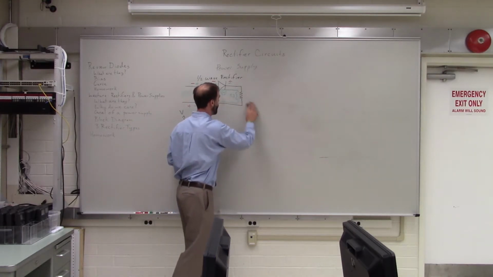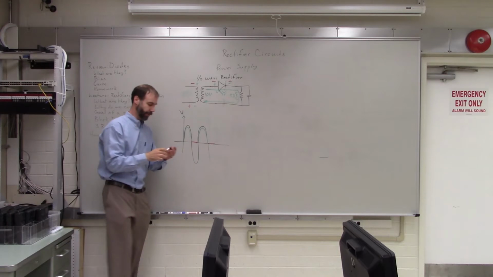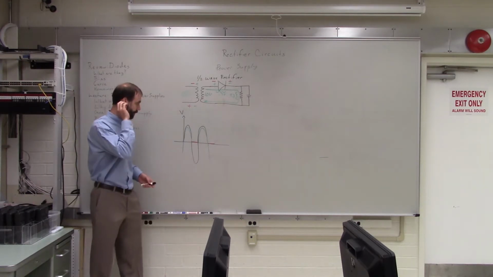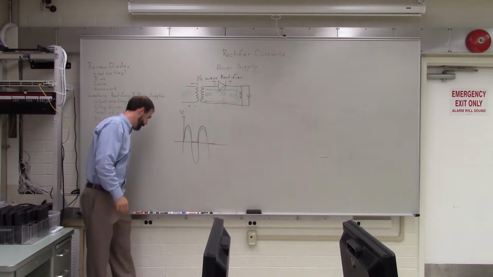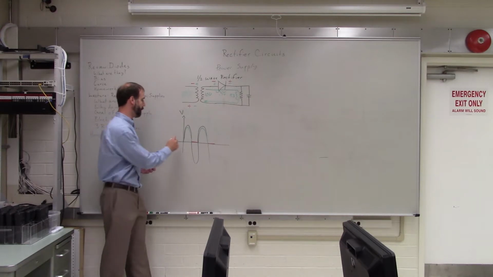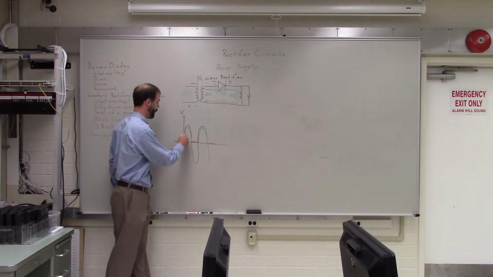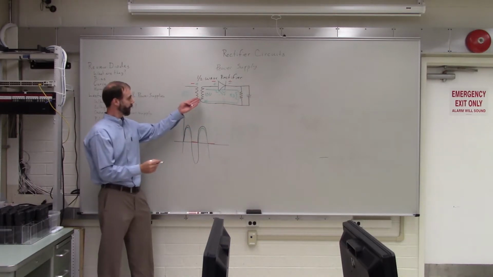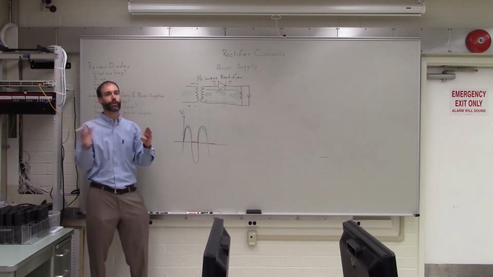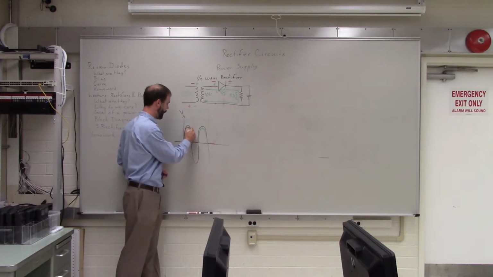Oftentimes, as a filter, people will use a capacitor and put that in parallel with the resistor, okay, with the load. And what the capacitor does is that it gets charged up when the voltage goes positive. So it gets charged up, and then when the voltage goes negative, the capacitor discharges, but it discharges slowly, okay? So it goes down something like that.